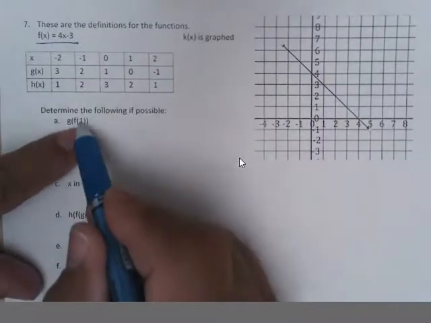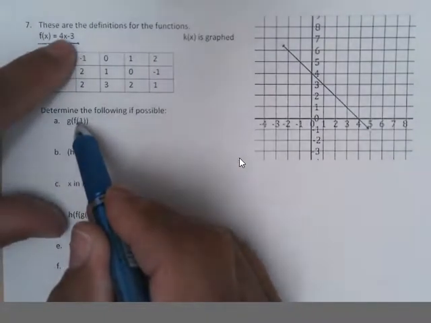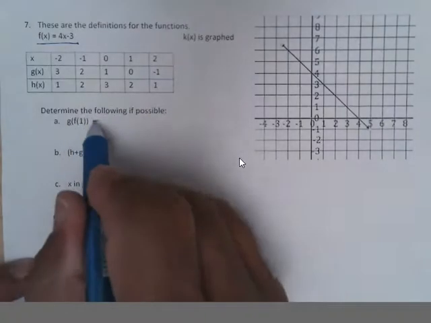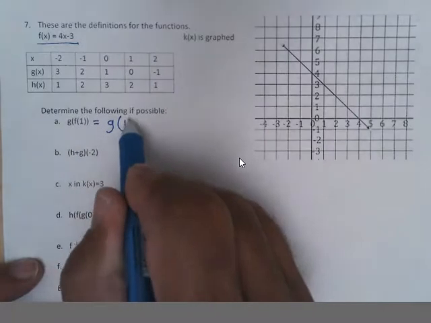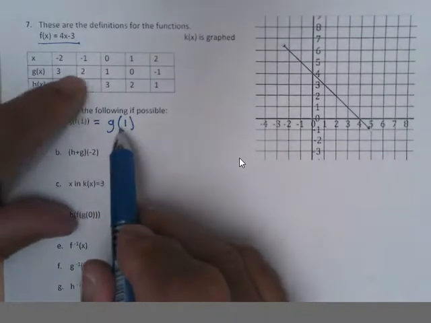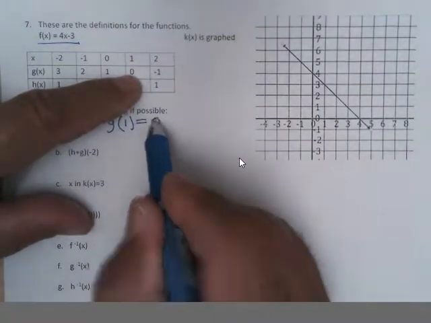So it says find g of f of 1. First, f of 1. So I'm putting 1 in there. 4 times 1 is 4, minus 3 is 1. So f of 1 turned out to be 1. So then I have to put 1 into g. So over here, 1 into g comes out to be 0.